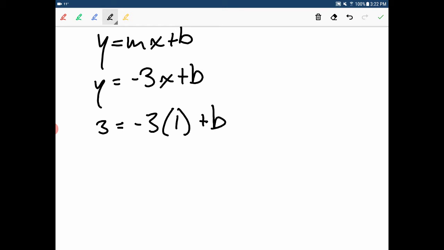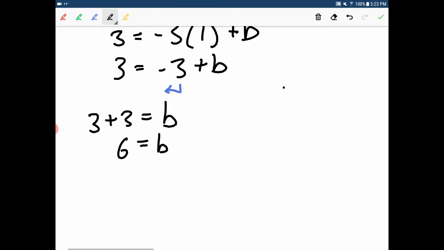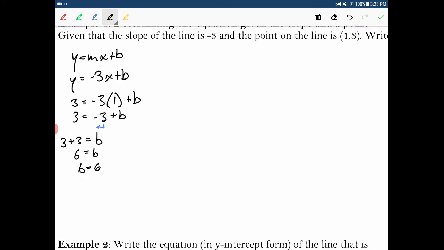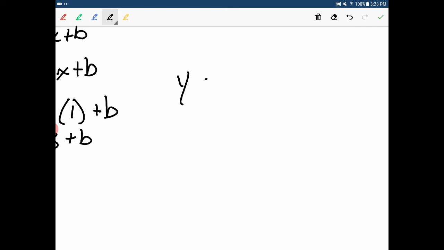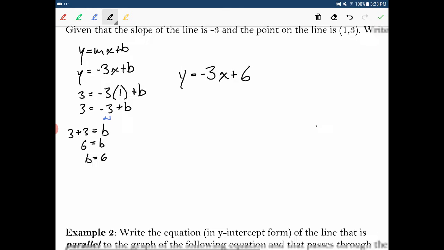From there we say -3 times 1 is -3. We'll move that to the other side. We get 3 plus 3 is equal to b. So we get 6 equals b, which of course is the same thing as saying b is equal to 6. So from there, we now know our b value, so we can just say y is equal to -3x plus 6. Okay? And that's it. It's not too bad. I mean, I make it look easy.